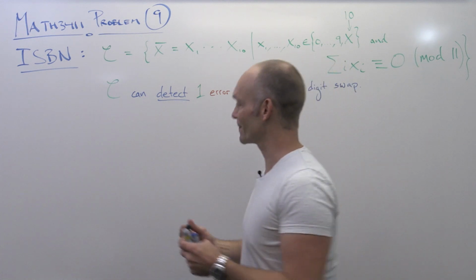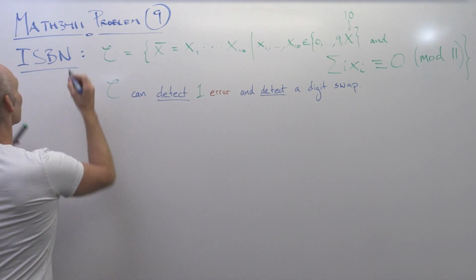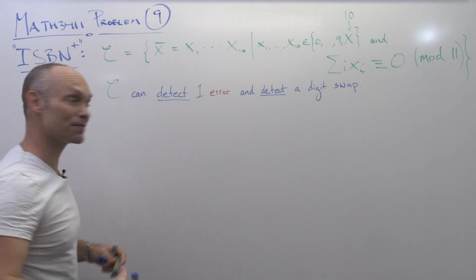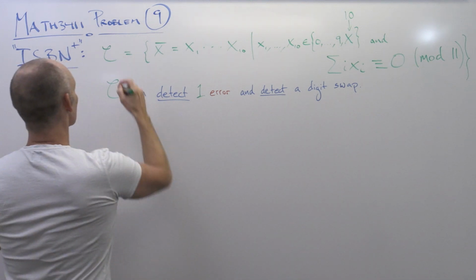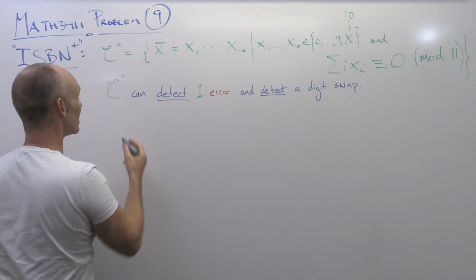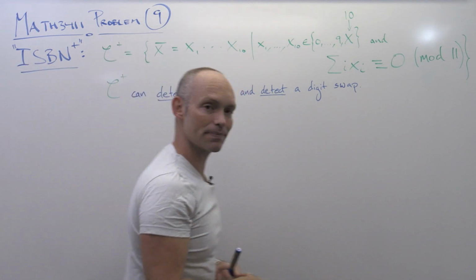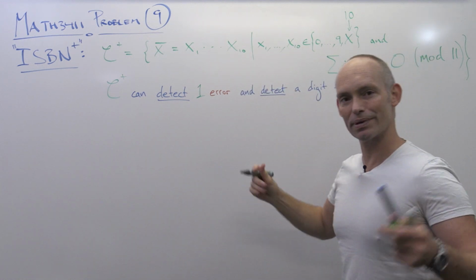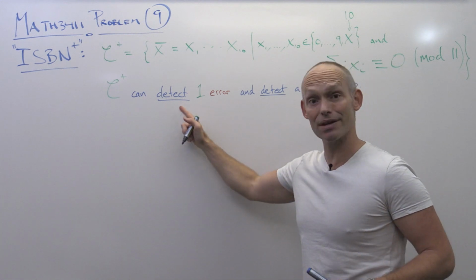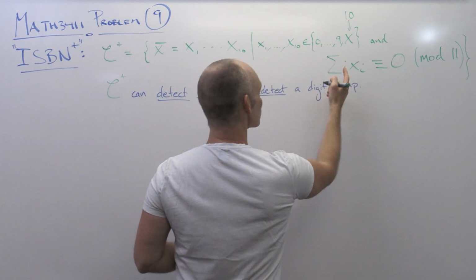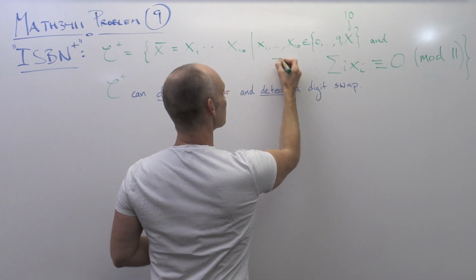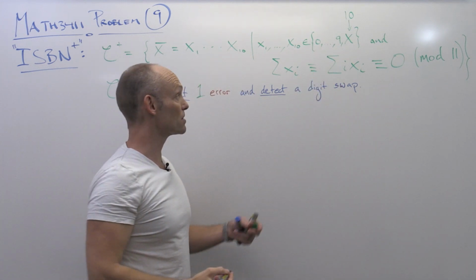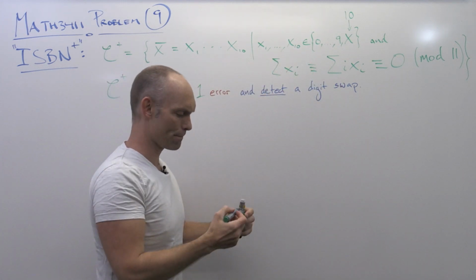So here's what we're going to do. We could say the new code, the ISBN plus if you want, is going to be a new code, let's call it C+, of the same sort of format, except now we're not only going to have this condition, we'll add another condition which will be more restrictive but allow us to upgrade that detection to correction. And the condition that we want is just the natural checksum condition. You just take all of the digits there and add them together.